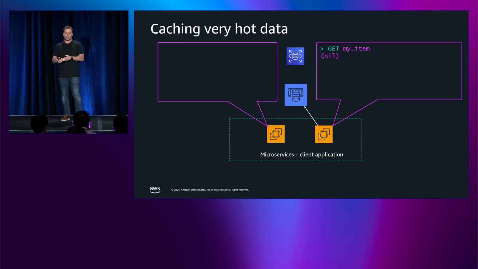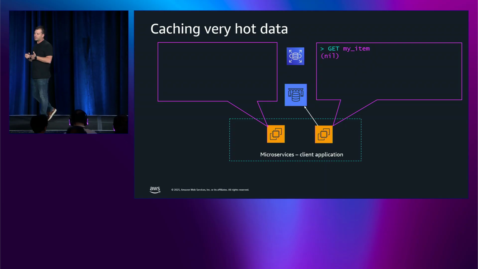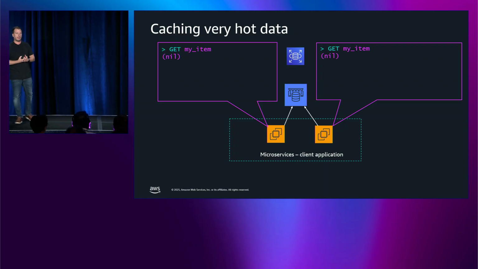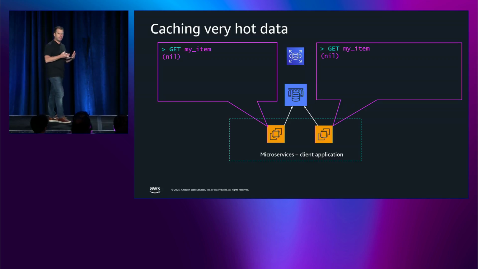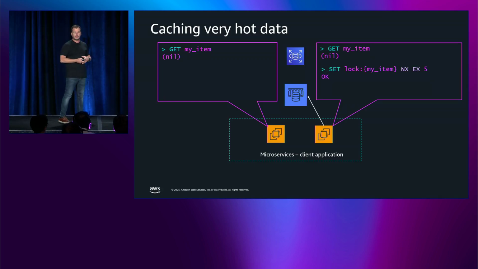So the first microservice tries to fetch the item from the cache, but the item is not there, so it's going to receive a nil. The second microservice, which is a bit slower, tries to fetch the same item and will receive a nil as well, because the item is not there.